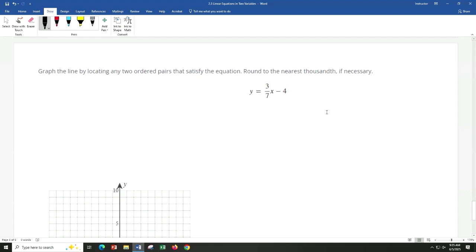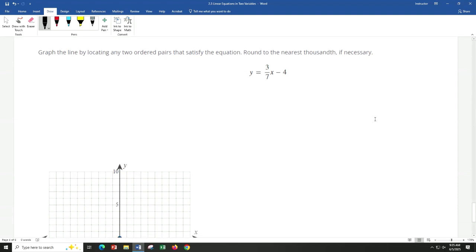Graph the line by locating any 2 ordered pairs that satisfy the equation. Round to the nearest thousandth if necessary. Now, some of you are going to look at this and go, man, I see it. I've seen this type of formula before, and I can go ahead and do it. Or you can just plug in points, okay? In your notes, I show you both ways, but I'm only going to show you the chart way right now, because yes, we are going to get back into slope-intercept form and point-slope form again. But if you needed to, go ahead and just plug in numbers.